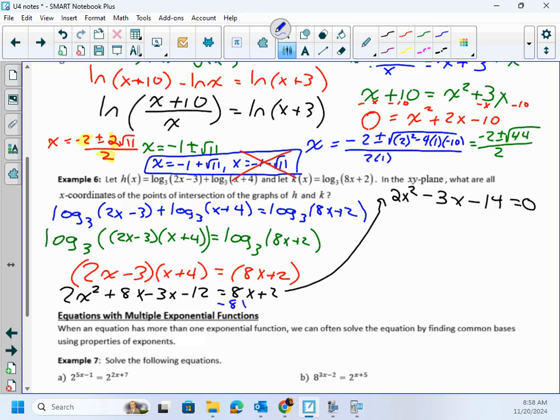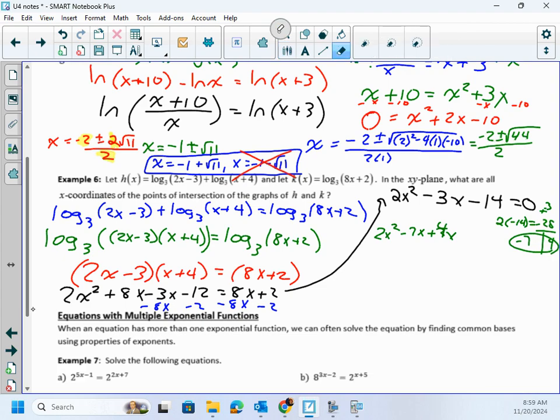Why did I say minus 3x? I'm subtracting 8x. I'm subtracting 2. Now, there's not a GCF, but I am going to do factor by grouping. 2 times negative 14 is negative 28. Factors of negative 28 that add to be negative 3. 7 and 4 work, but I need it to be negative 7. So it's going to be 2x squared minus 7x plus 4x minus 14.